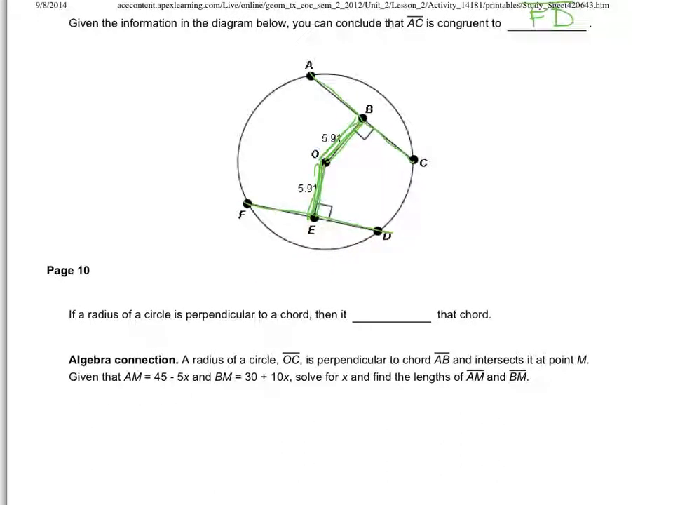If a radius of a circle is perpendicular to a chord, then it bisects that chord. So here, this 5.91 told you it was perpendicular. So that means that it bisects FD. So this bisects, and that means that FE is equal to ED.